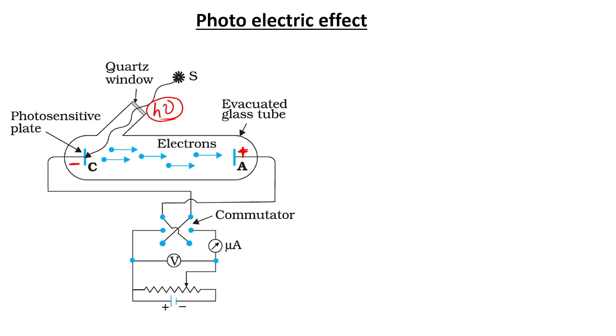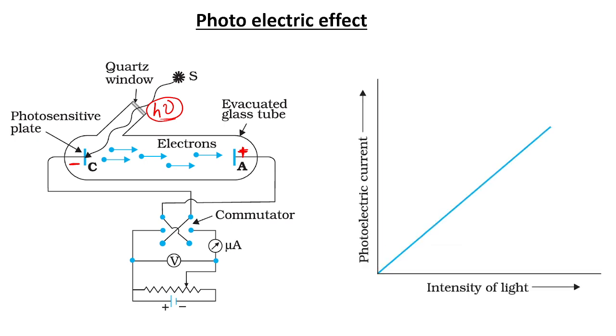So let us learn some important graphs, because in the NEET exam there are plenty of questions containing graphs. You must learn the graph. The first graph is photoelectric current versus intensity. What do you mean by intensity? Intensity is nothing but the brightness of the radiation. The intensity can be increased by changing the position of the source S. If S is kept nearer to C, the radiation brightness will be increased. You agree with me? Clear?